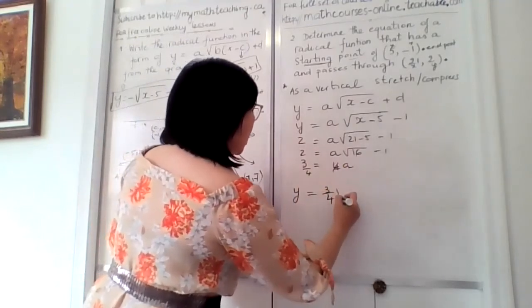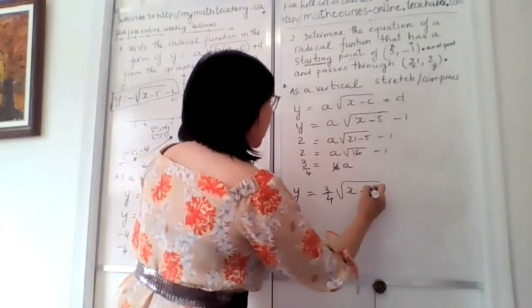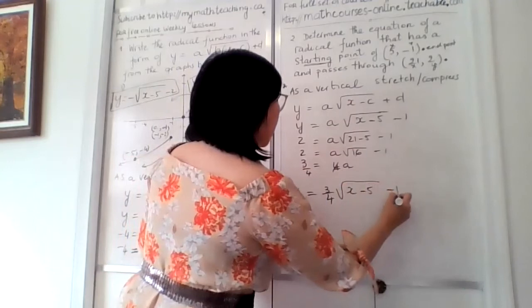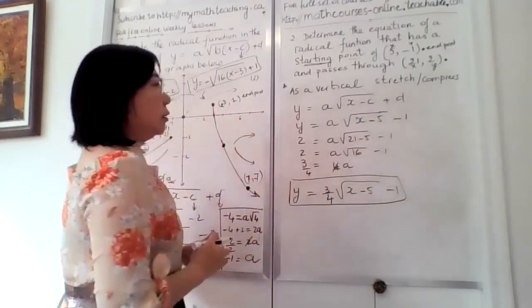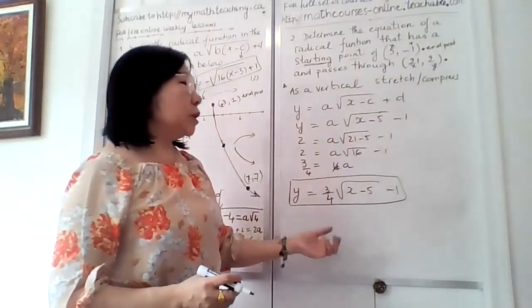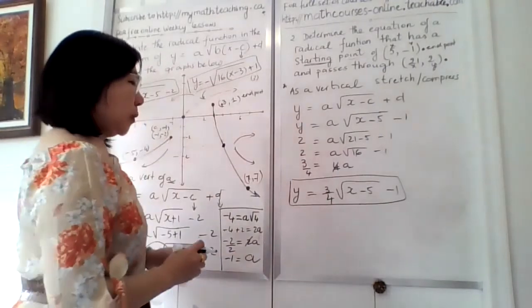We substitute into the radical. Our x is just x minus 5 and minus 1. So this is our equation. Now, because we don't know the shape, let's leave it for now like this, okay?